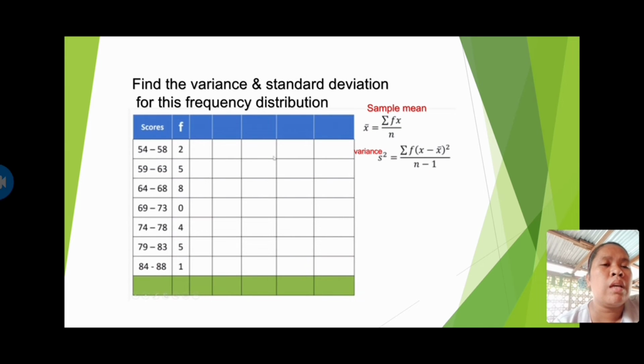Now let's have an example for grouped data. Find the variance and standard deviation for this frequency distribution given the scores and the frequency. For the scores, we have 54 to 58, 59 to 63, 64 to 68, 69 to 73, and so on up to 84 to 88. We have also the frequency given. For the sample mean, x bar is the summation of fx over n. That is the formula for the mean. And then the variance for grouped data is s squared equal to the summation of f times (x minus x bar) squared, all over n minus 1.